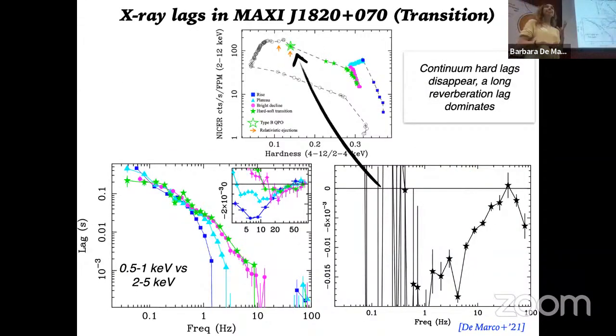Now, the most interesting stuff, however, happened at the transition. This type of lag was observed throughout all the analyzed observations. But when we arrived at the transition, what happened was that these hard lags that are associated with the primary continuum disappeared, and everything was replaced by unique soft reverberation lags that dominated the overall time scales sampled. Now, how do we explain this?